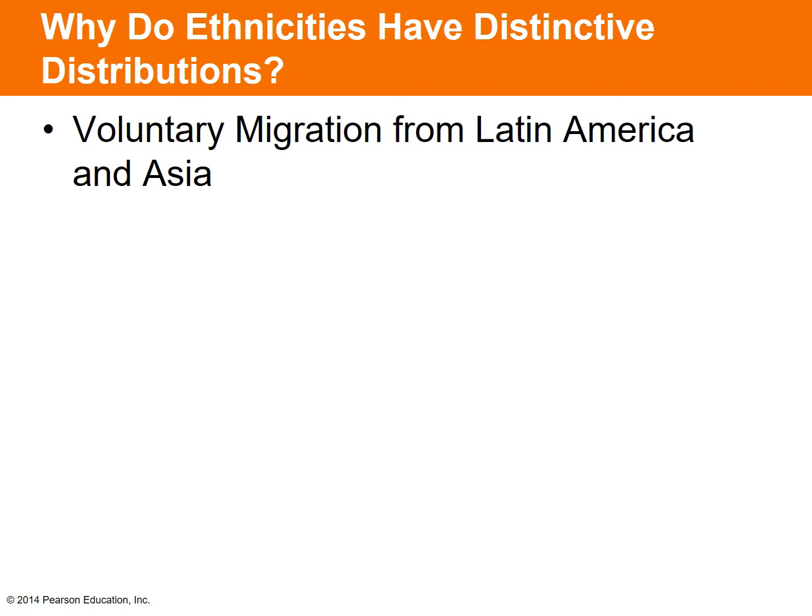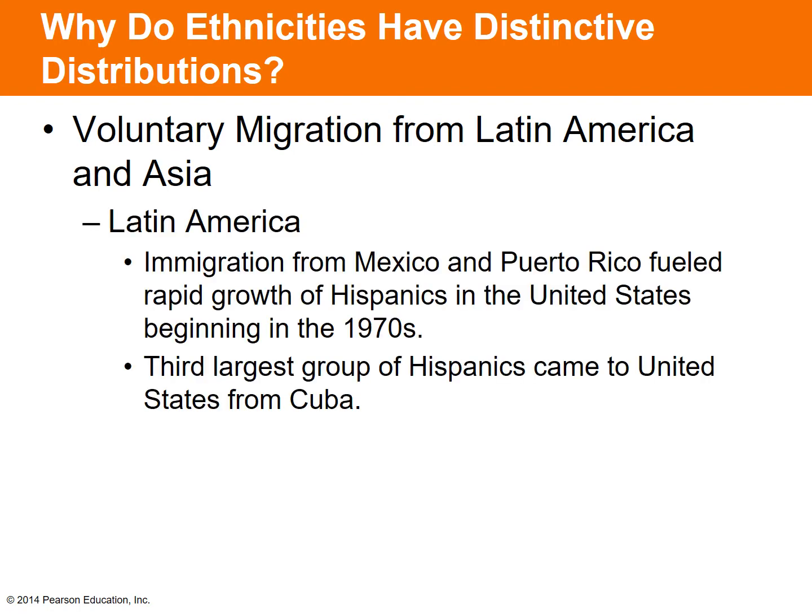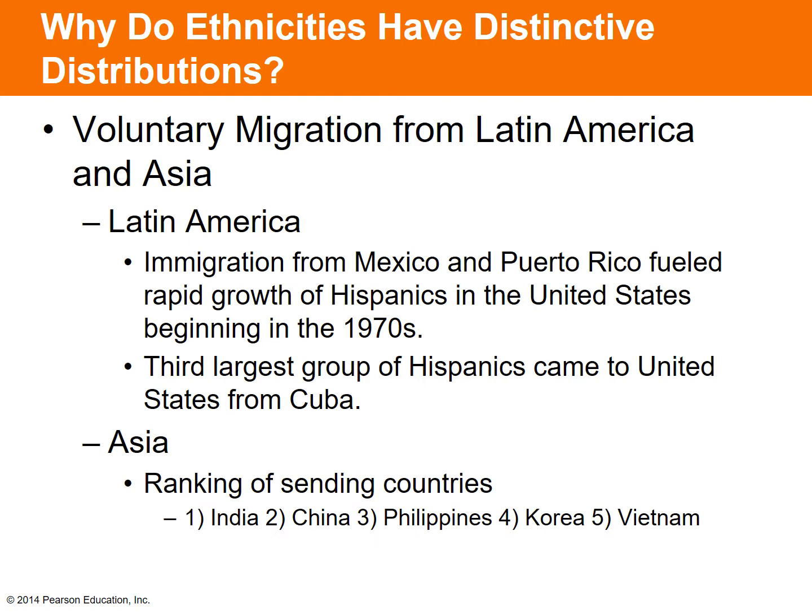Let's talk about voluntary migration from Latin America and Asia. Immigration from Mexico and Puerto Rico fueled rapid growth of Hispanics in the United States beginning in the 1970s. The third largest group of Hispanics came to the United States from Cuba. An increasing number of immigrants started coming to the United States from Asia around the 70s as well.